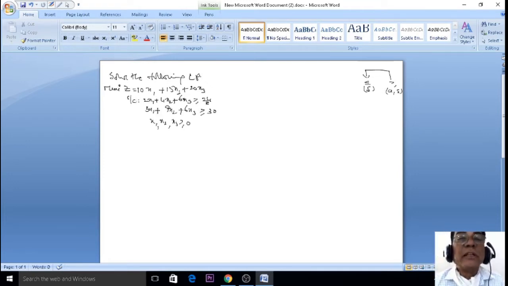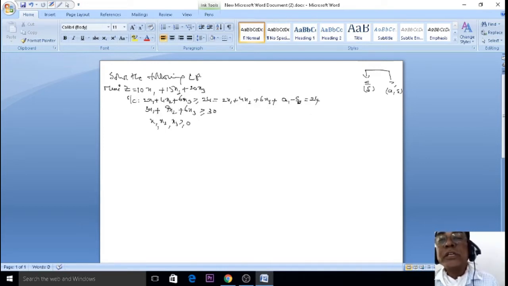And come to this point. So how to convert? This is 2x1 plus 4x2 plus 6x3, convert into an equality. Same procedure: greater than or equal to, so 2x1 plus 4x2 plus 6x3 plus A1 minus S1 equal to 24.